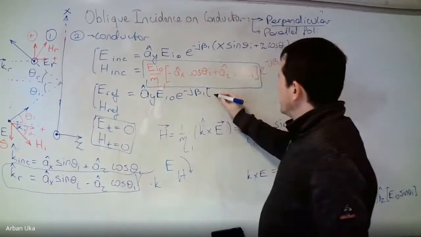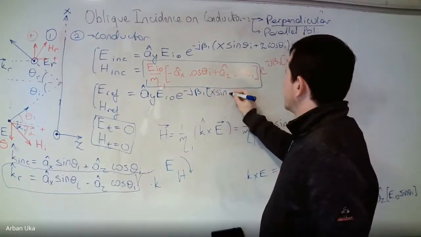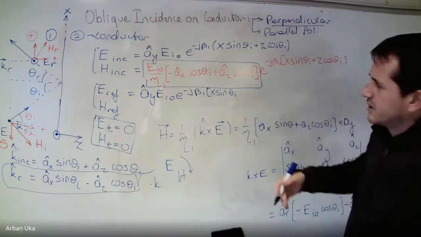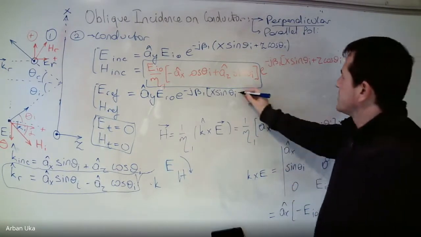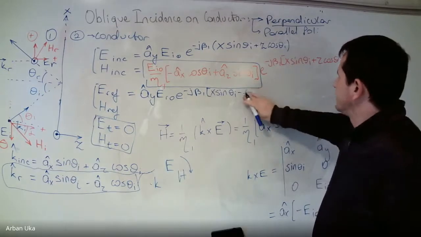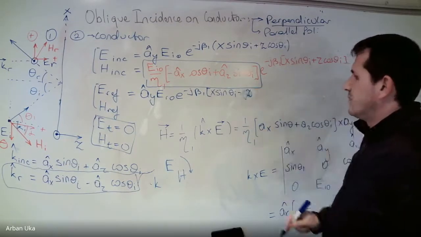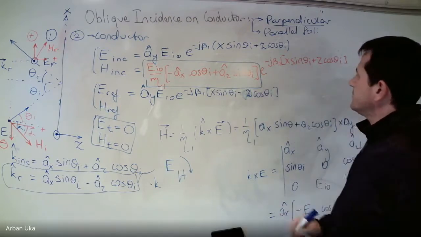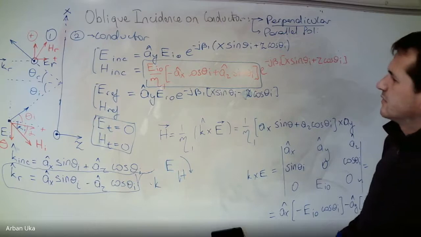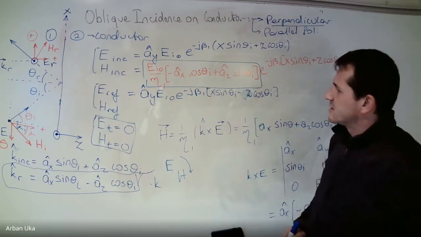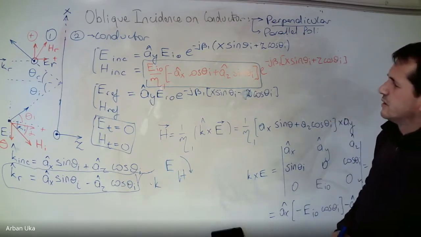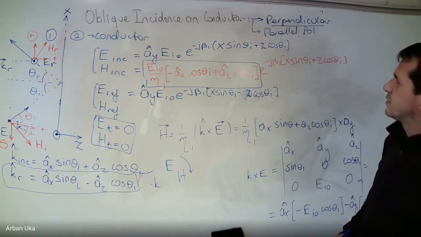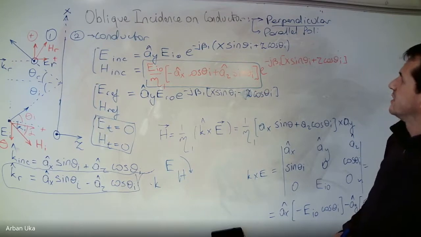So this is going to be x sine theta I, or actually we can even say theta r here for the reflection, minus z cosine theta I. So this would be the reflected wave phasor expression, which is not including the time dependency at all, but only the space dependence, or only the spatial dependence.